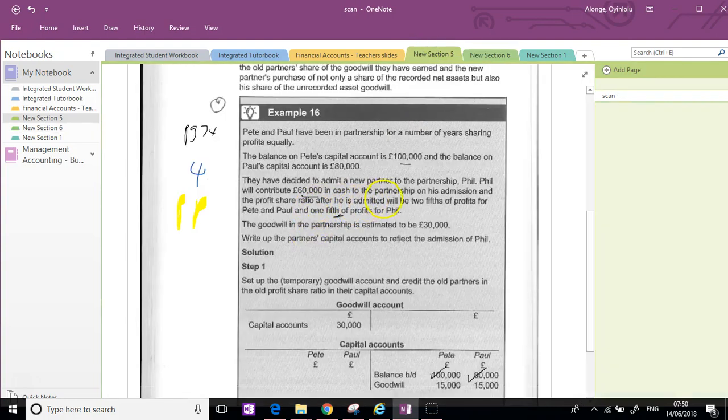Then it says that on the admission, the profit sharing ratio will be 2/5 of profits for Pete and Paul, and 1/5 for Phil. So it's going to be 2/5, 2/5, 1/5. That's what they're going to do. And it says the goodwill is going to be 30,000. So let's go through the mechanics.